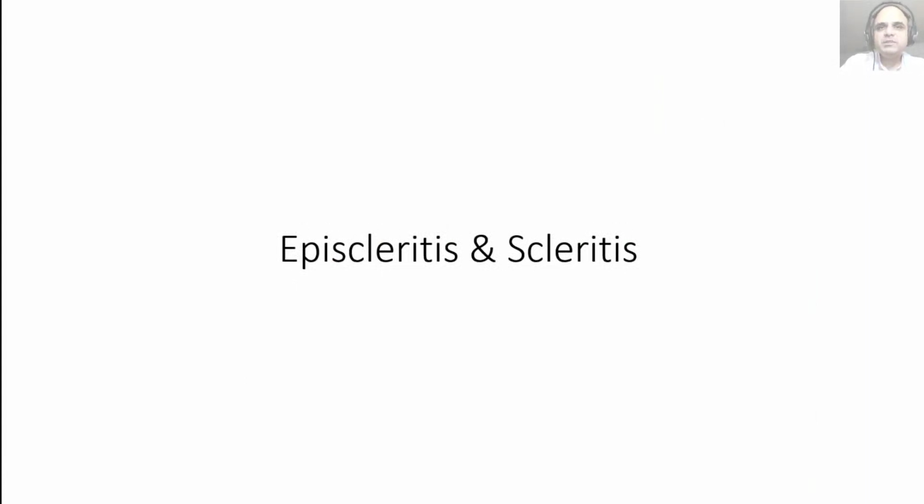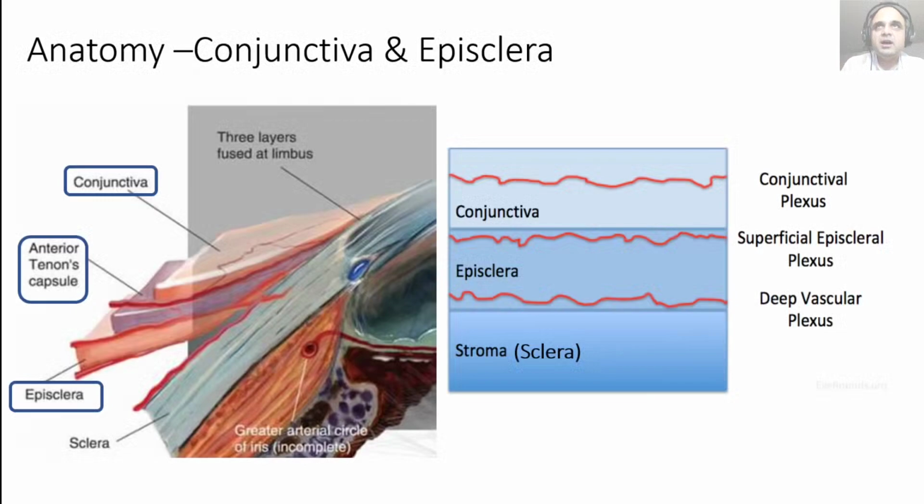Now we'll talk about episcleritis and scleritis. Just a few words. They are not that high yield of a topic at undergraduate level, especially scleritis. And just to quickly review the anatomy: the episclera is below the conjunctiva. It does not cover the cornea. The conjunctiva also does not cover the cornea, and it tends to surround all of the sclera from the limbus all the way back to the optic nerve.